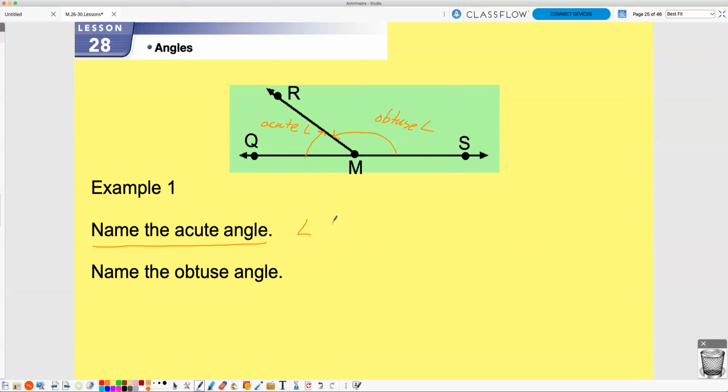But it can be labeled angle Q to M to R. You could also name it R to M to Q. Name the obtuse angle. If I'm going to name the obtuse angle, that's this angle right here. I would name that angle R to M to S, or it could be S to M to R. Angle SMR.